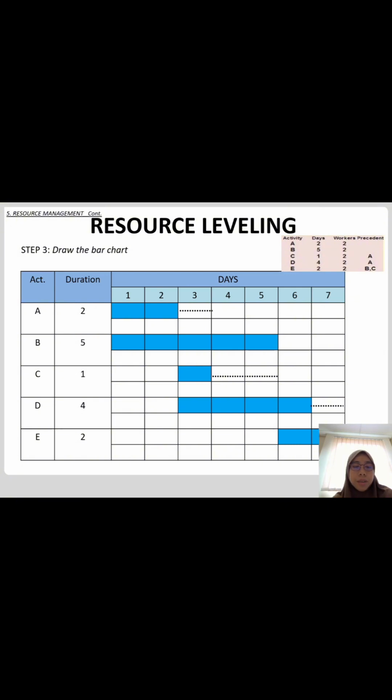So from here you can see that the critical activities are B and E. So you need to draw B 5 days, 1, 2, 3, 4, 5. And after B finishes, E 2 days. Okay. And then A 2 days with 2 floats, 2 days with 1 float. C, 1 day with 2 days of float. D, 4 days with 1 day of float.